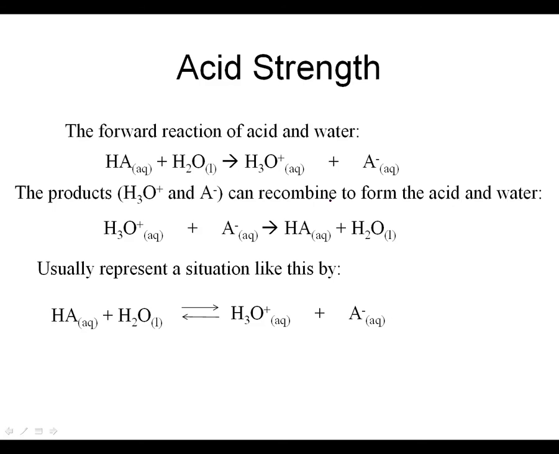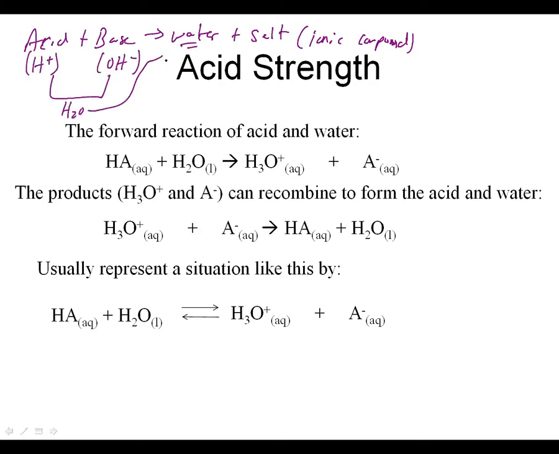Okay, so let's talk a little bit about acid strength. So the forward reaction of an acid and water, remember that the generic reaction occurs when we react an acid and a base together, for example. We typically will get our acid plus our base. We'll make water and a salt. Remember, a salt is just an ionic compound. And really the water part, which is H2O, usually comes from the H plus from the acid, and a lot of times the OH minus from the base. And again, that's typically how we get our water to come together.